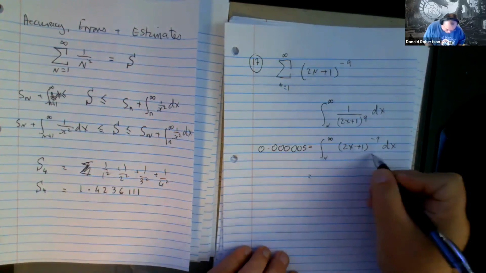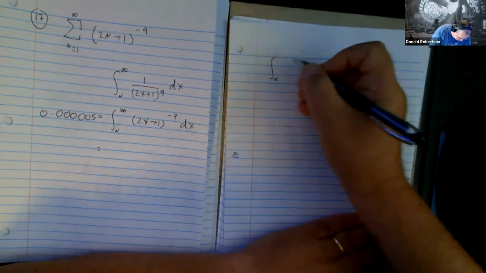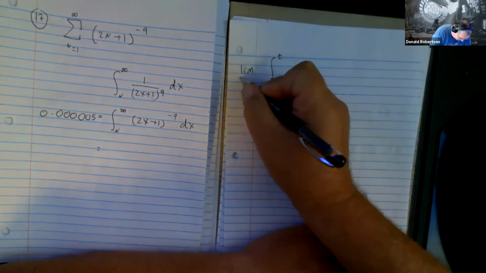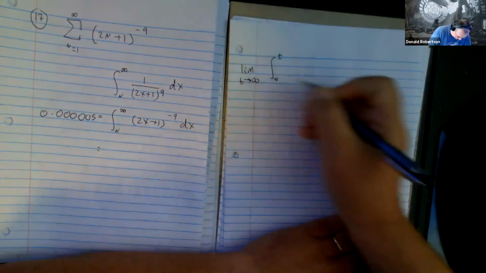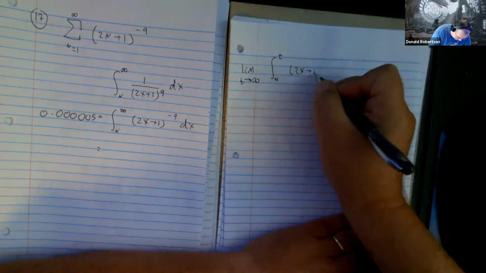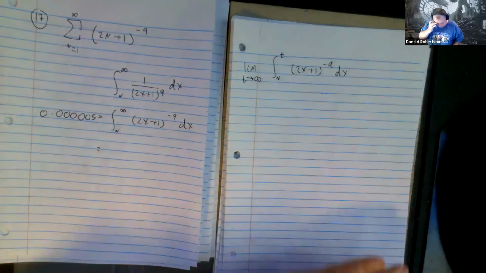How do you integrate 2x plus 1 to the power of 9? Well, let's look at it. It's going to be an integral from n to t, the limit as t tends to infinity, of 2x plus 1 to the negative 9 dx. That's the guy that we're going to be integrating.